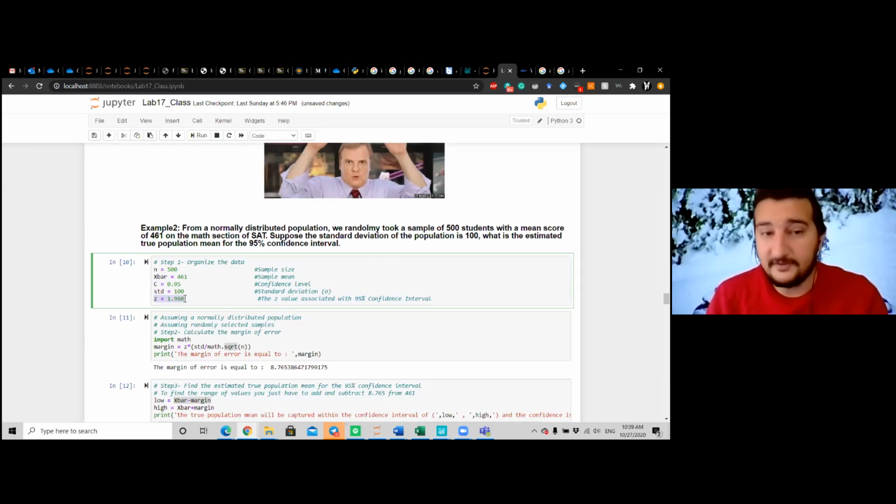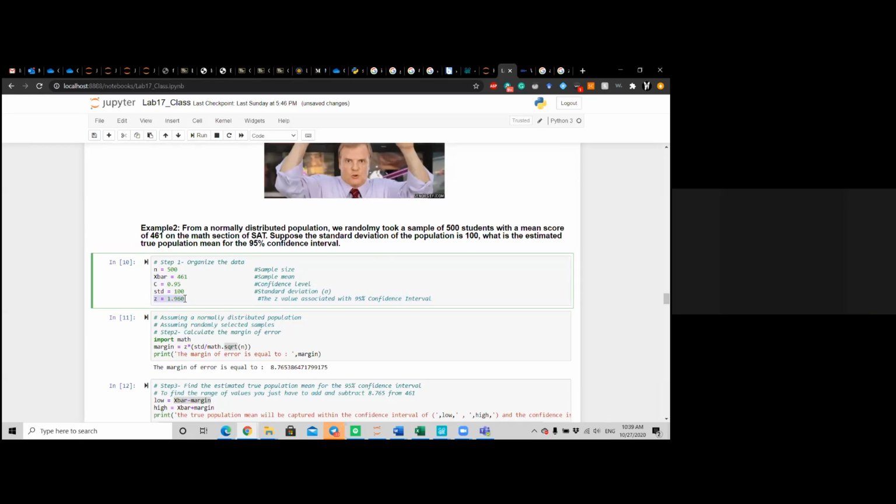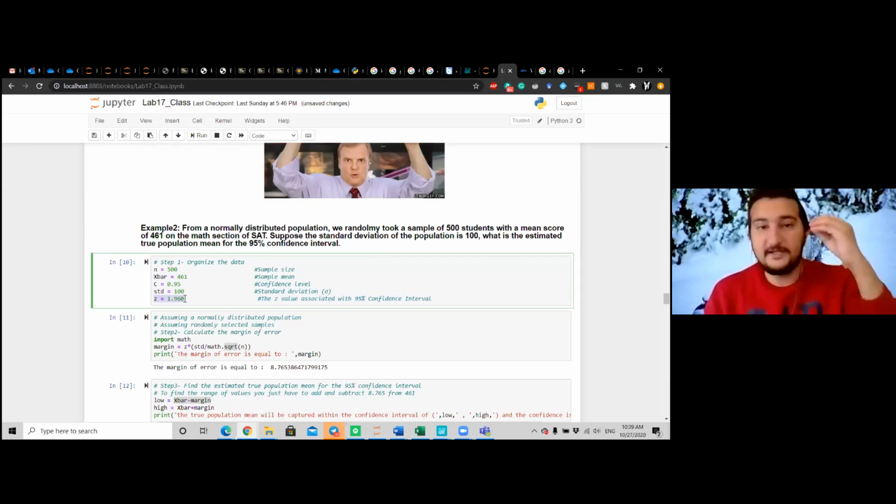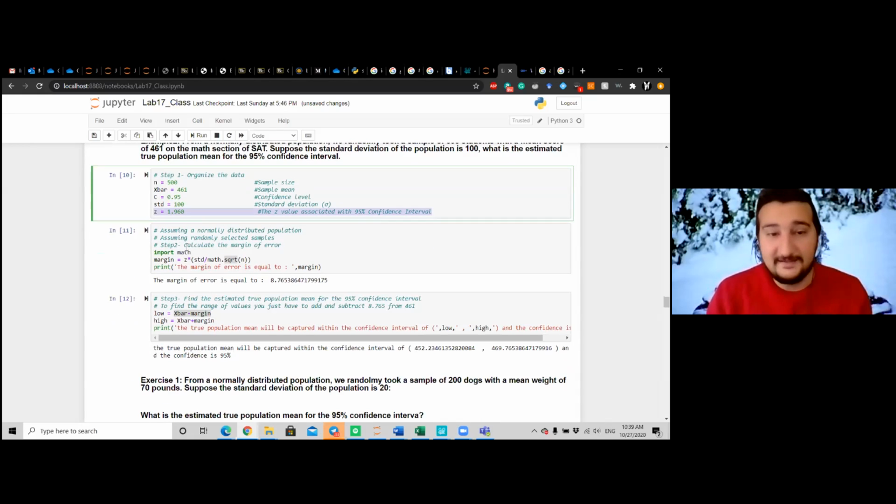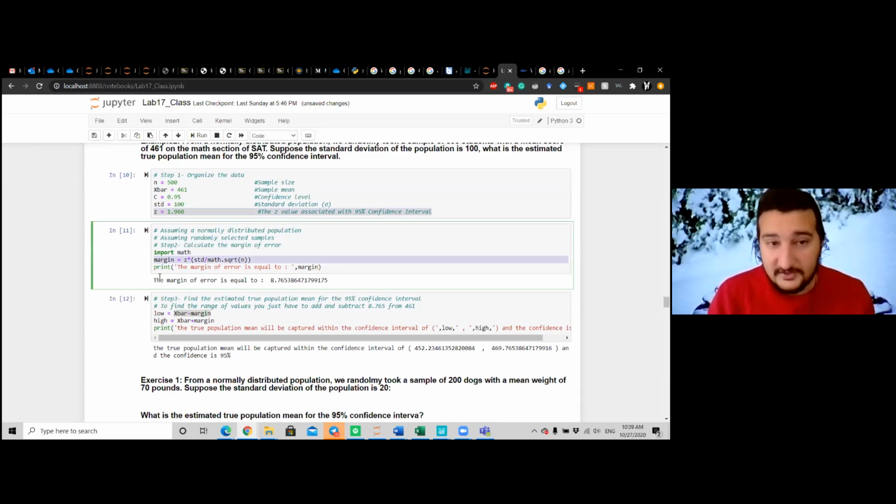Would my Z be different? Yes. And that is the important part. So by changing that percentage, that confidence level, you are changing the Z, and that Z will change your margin, and that margin will change your interval.